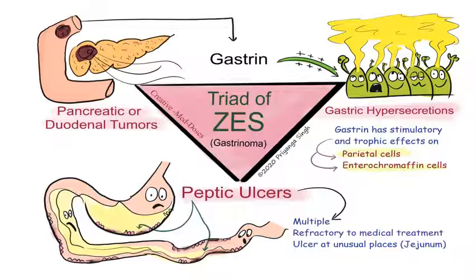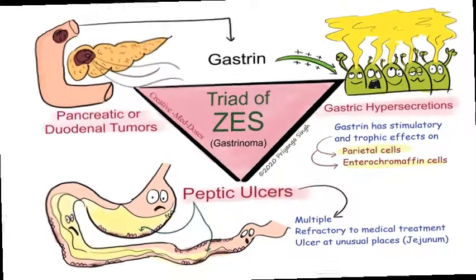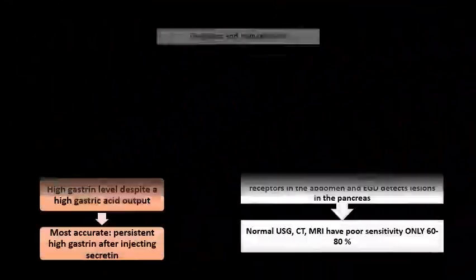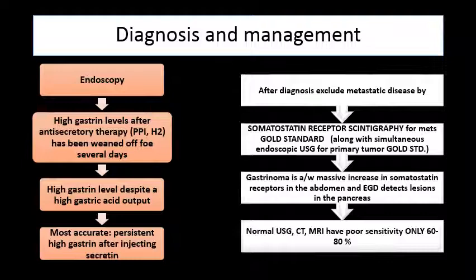Ulcers are at unusual places, so normally you find ulcers in the stomach and the duodenum, but when they are even found in the jejunum, jejunal ulcers always point towards a gastrinoma. They just don't happen on their own through bacteria or diet. Now, how do you diagnose ZES and how do you manage it?